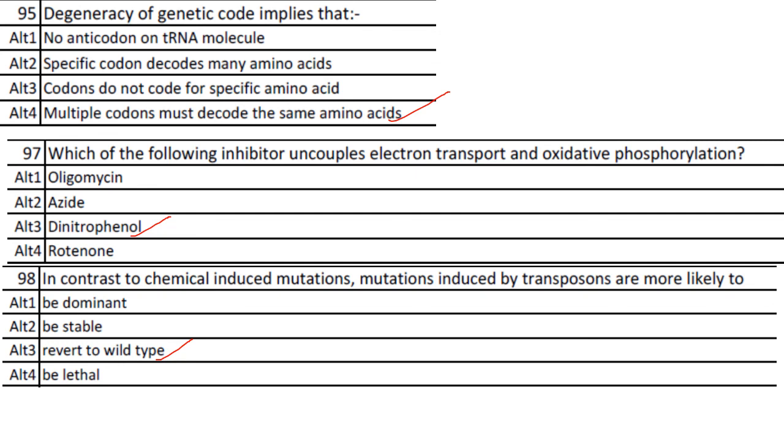Then next one. Which of the following inhibitors uncouples electron transport and oxidative phosphorylation? So they have asked for an uncoupler of electron transport, and out of these options it is dinitrophenol. In contrast to chemically induced mutation, mutation induced by transposons, they are jumping genes. They keep moving from one place to another on the chromosome. So they can revert to wild type very fast because they keep on moving from one place to another. So that is the difference between chemically induced mutations and mutations induced by transposons.